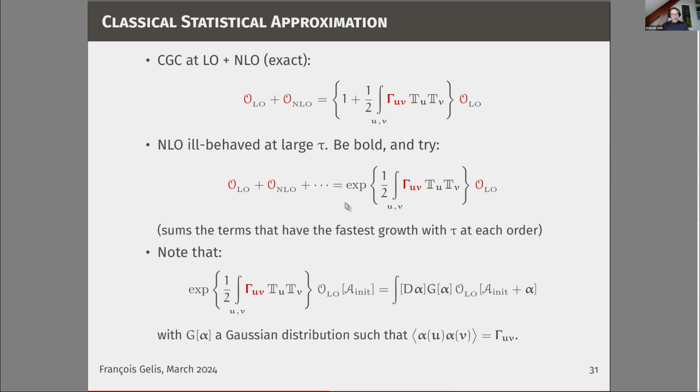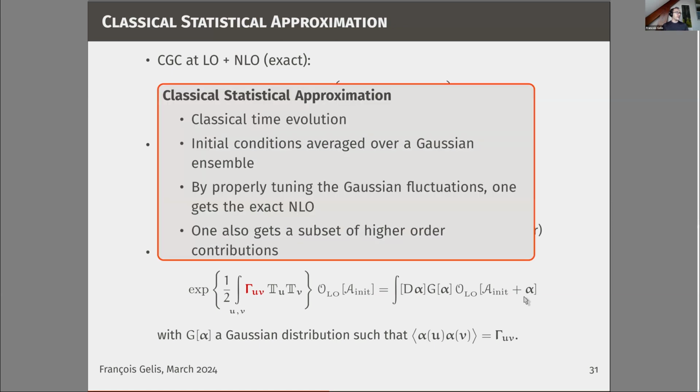you just take the code for solving the problem at leading order. So it's essentially a code that solves the classical equations of motion starting from some initial condition. But now, on top of that, you add a Gaussian average over fluctuations of the initial condition. So this is called the classical statistical approximation. By design, the time evolution is still classical, but the initial conditions fluctuate over this Gaussian ensemble. And by design, if you tune properly the two-point function of the Gaussian, you recover exactly the one loop result, plus a bunch of other things on top of that.